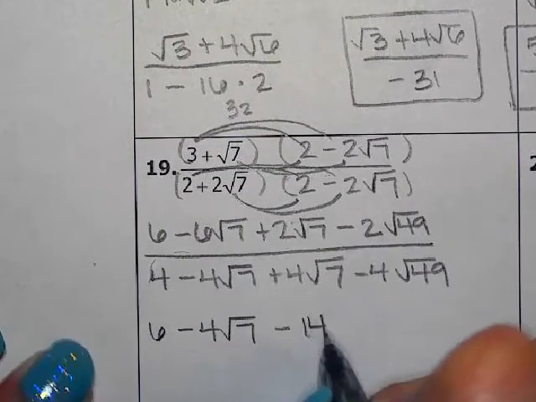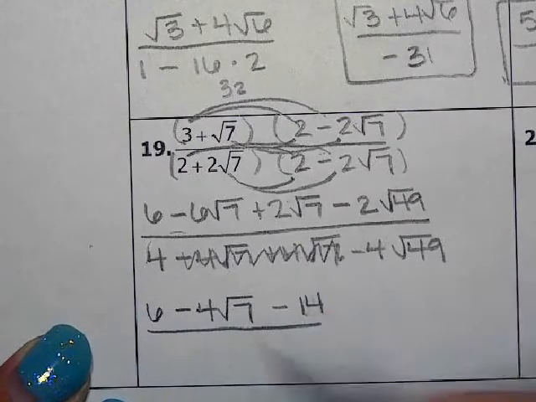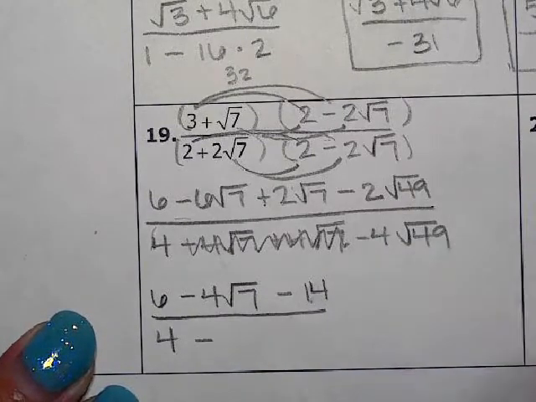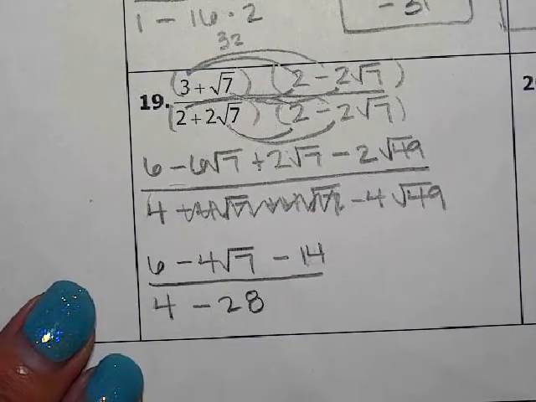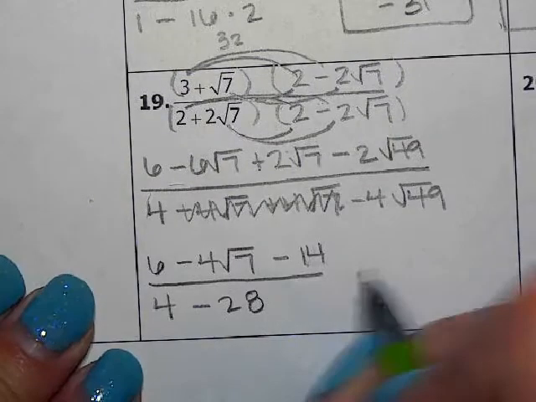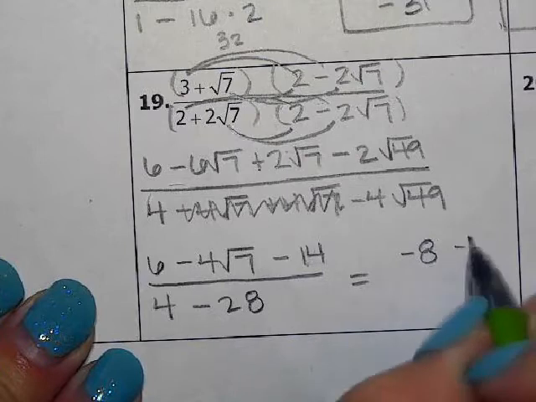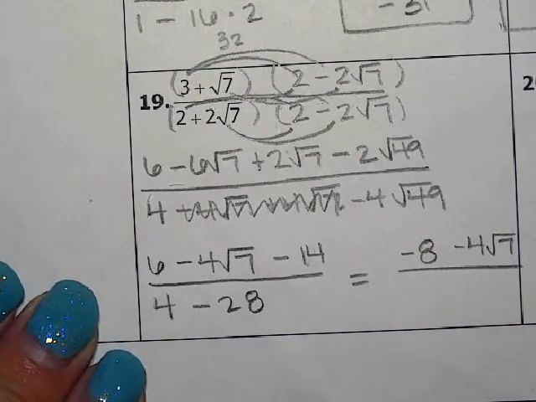Okay. The middle terms cancel out. So we've got 4 minus 4 times 7 is 28. Okay. 6 minus 14 is negative 8. Four minus 28 is negative 24.